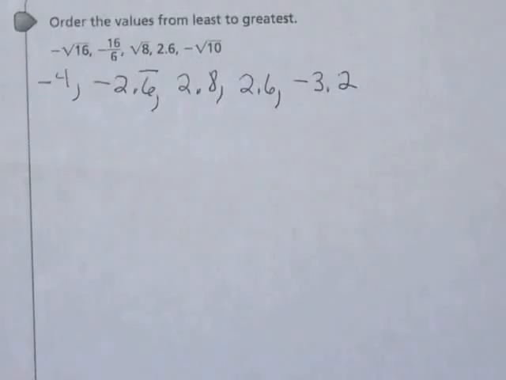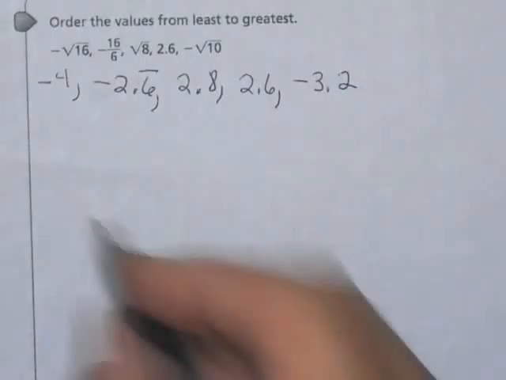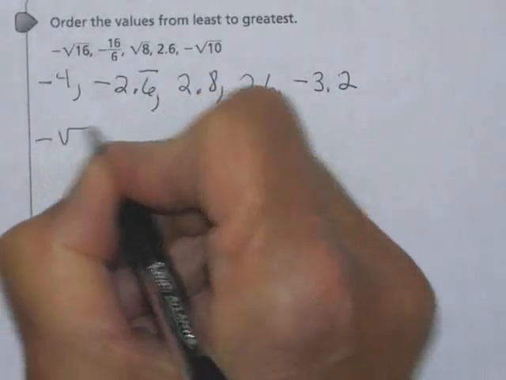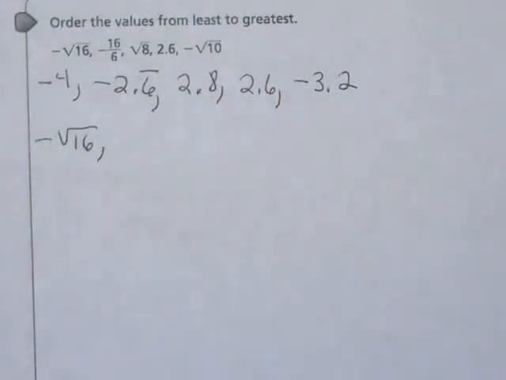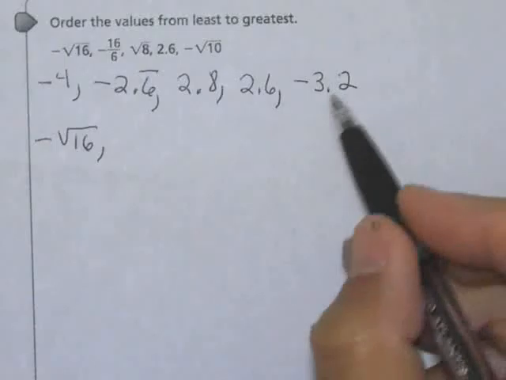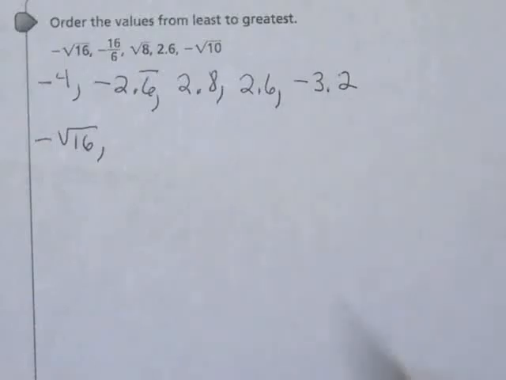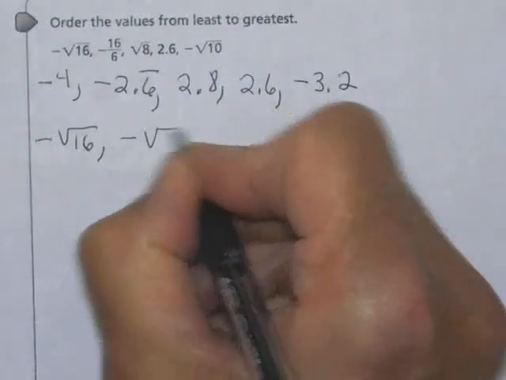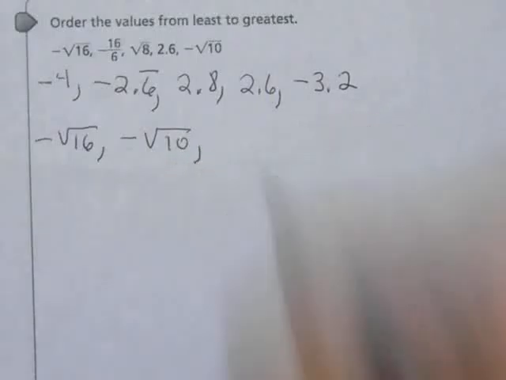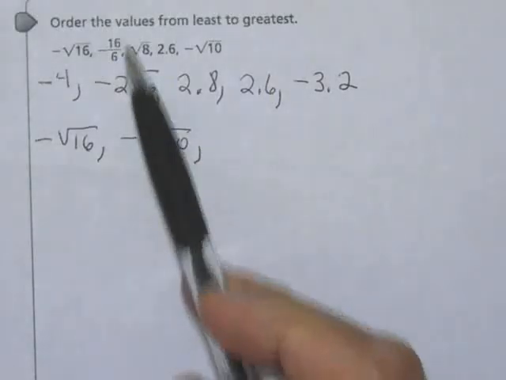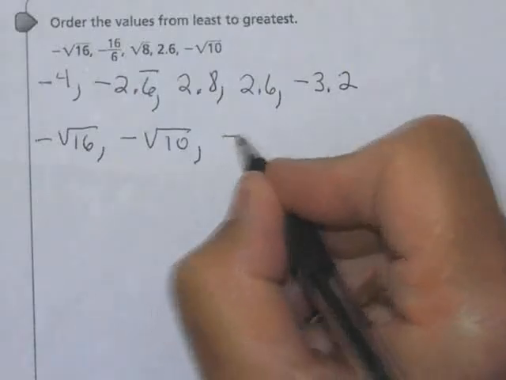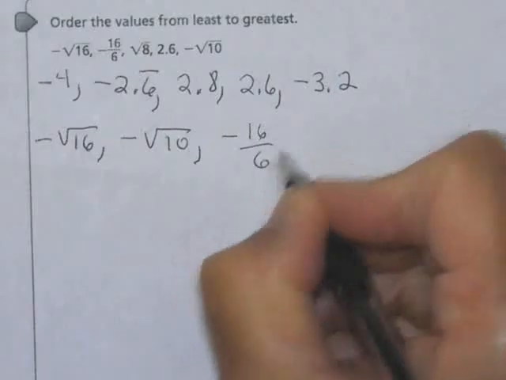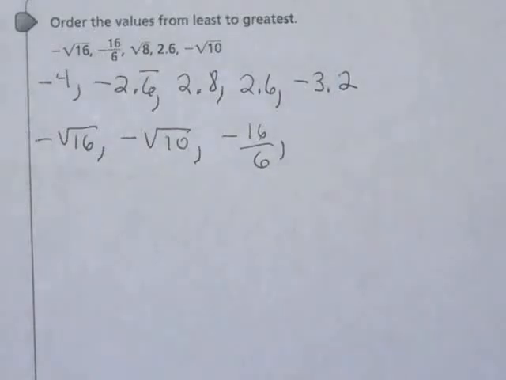So -4, I think we can say, is certainly the least of these numbers, which was the opposite of the square root of 16. So that would be first. And then second, we have -3.2, which was the opposite of the square root of 10. And third would be -16/6, which was -2.6 repeating. So I'm going to put -16/6 for that one. And then we get into our positives.